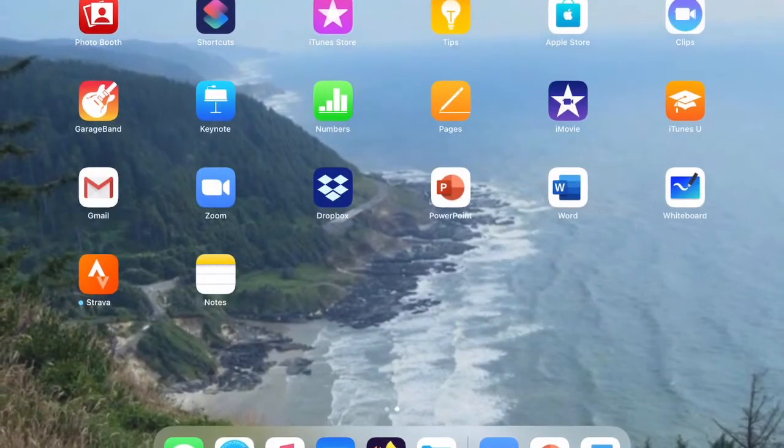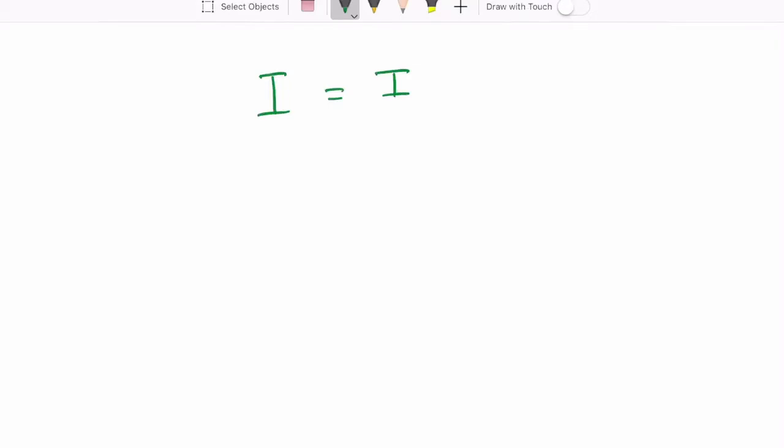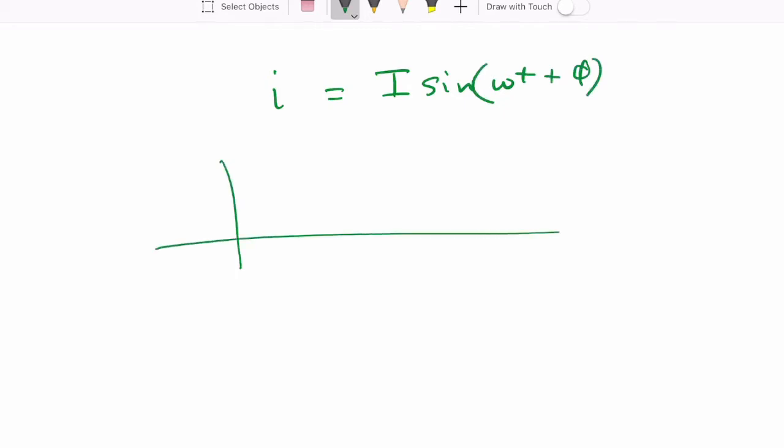Let's think about that. The current is a sinusoidal function. I is equal to some I max. I should probably just use little i. Little i is I max, where capital I is the maximum value of i, times sine of omega t plus phi. Now, if you make a graph of this function, it's going to look like this, the standard sine graph.